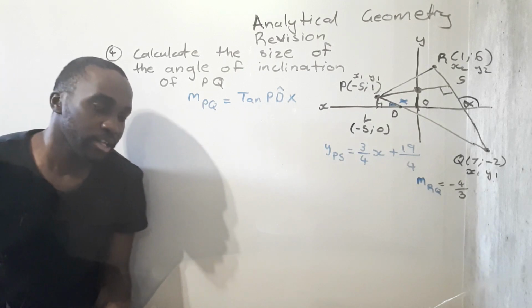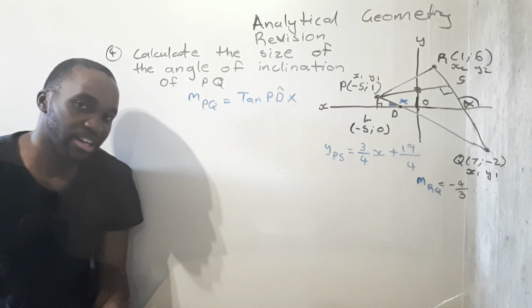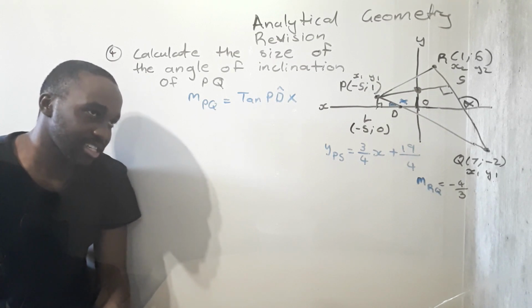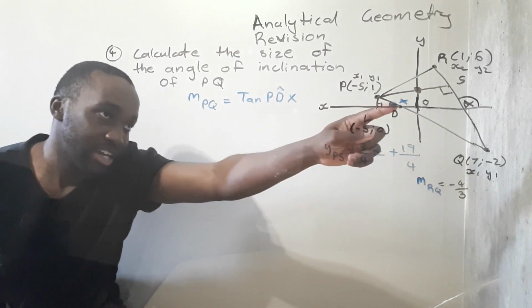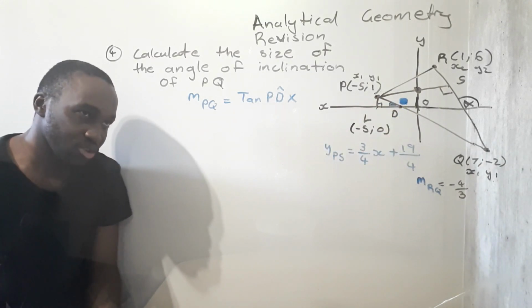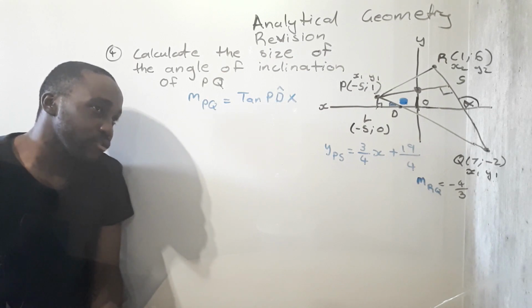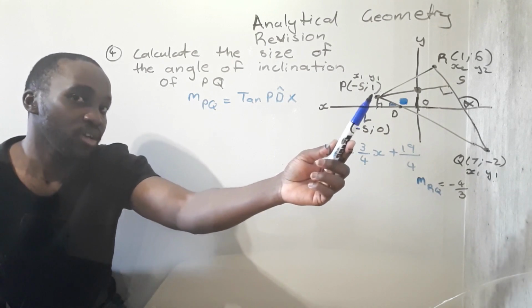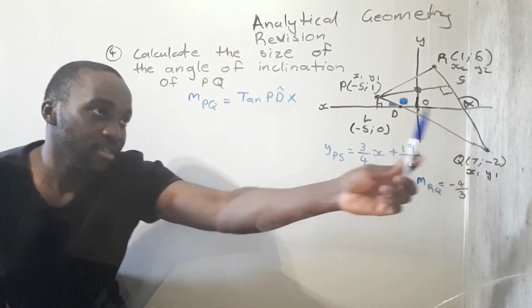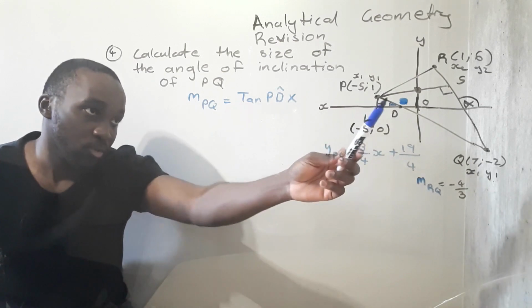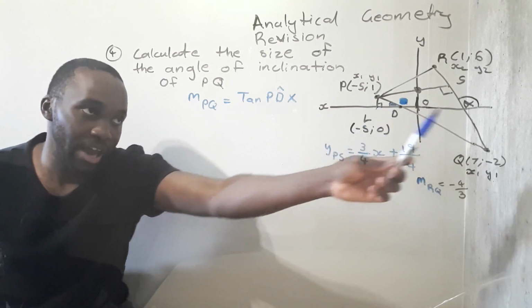So you see I've written there M as in the gradient of PQ. M_PQ is equal to tan θ. So we said we want to get the angle there. Let me actually put a dot there so that the x is not confusing. The reason I have chosen to label it PDX is because we have P here, we have D here, and we have the x-axis running horizontally there. So the easiest way to label this angle there is just PDX.